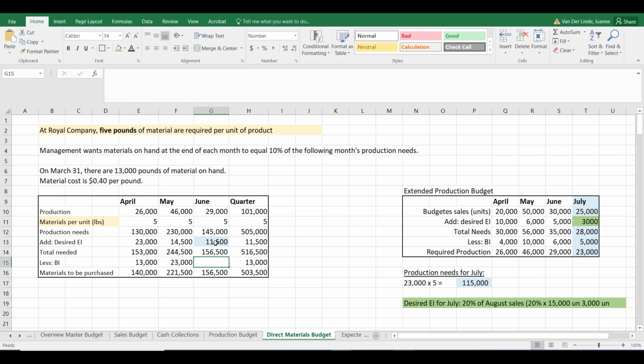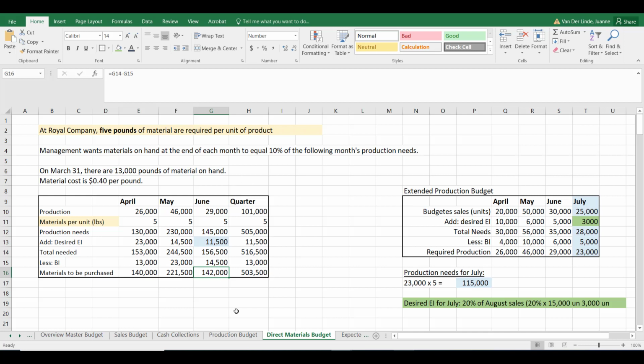We don't necessarily need to buy all of that because we started June with something, because we ended May with something. So June's beginning inventory is May's ending inventory. So when we subtract out that 14,500, we see that we only need to buy 142,000 pounds of raw materials for the month of June.